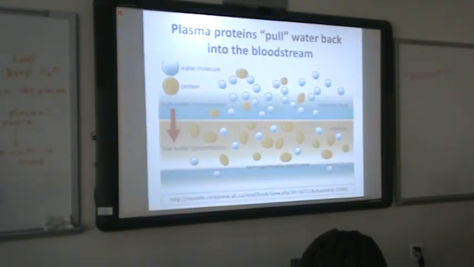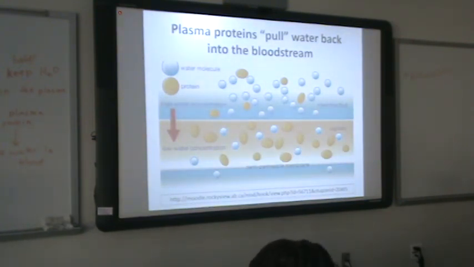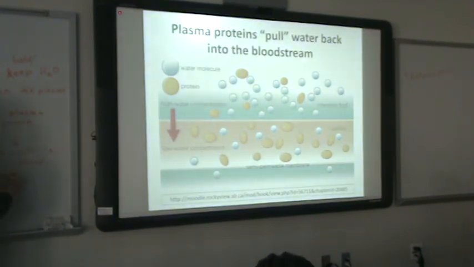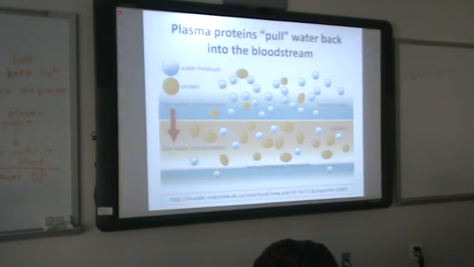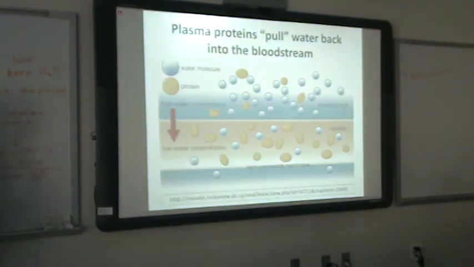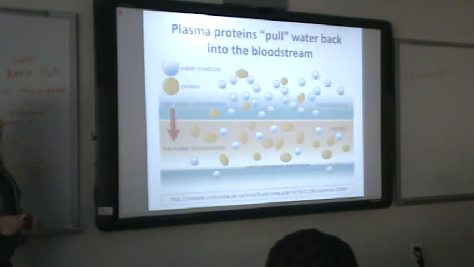What would that do to your blood pressure? Lower. Lower blood pressure. That's not the only cause of low blood pressure, but it can be. What if you have a lot of salt in your blood? What does that do to your blood pressure? Yeah. Salt can work to pull water into your blood, too. But it's really supposed to be plasma proteins that are doing most of the work for you.